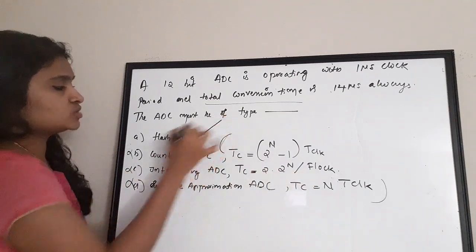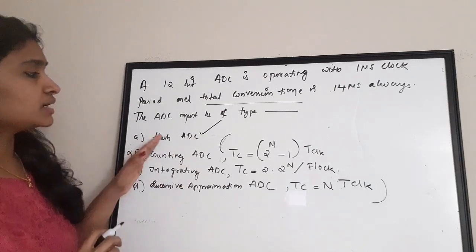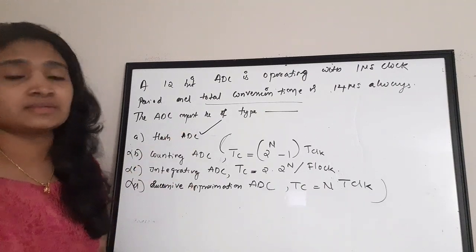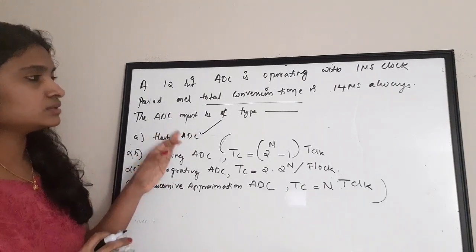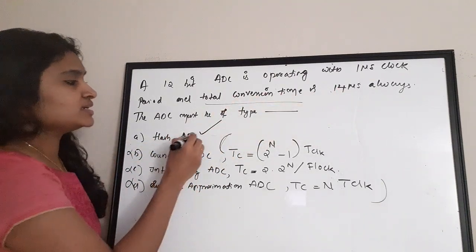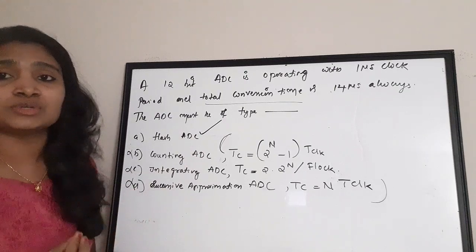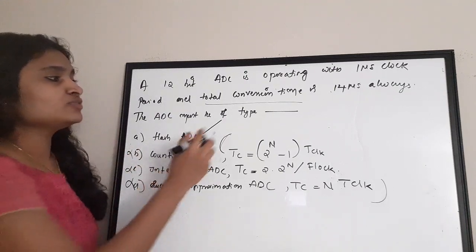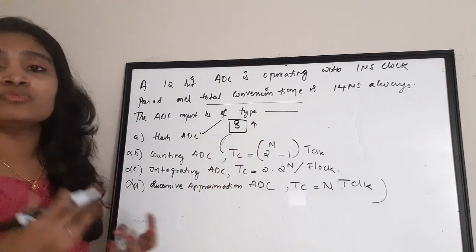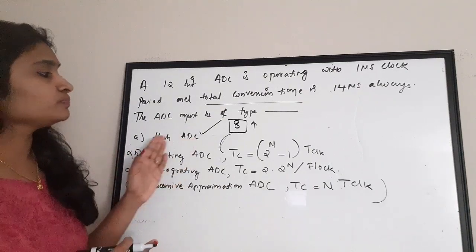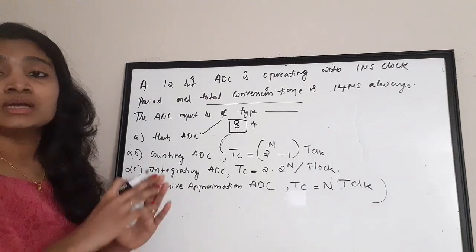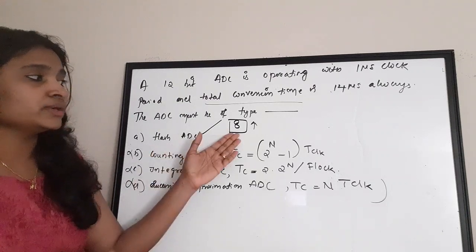So the correct answer has to be flash ADC. The conversion time of flash ADC can go up to 14 microseconds. So the correct answer for this question is flash ADC, and generally flash ADCs are designed to reduce the conversion time. But what happens is that after the number of bits of the ADC is greater than 8, it won't work perfectly.